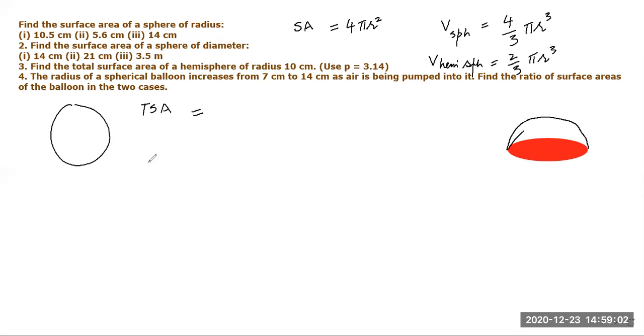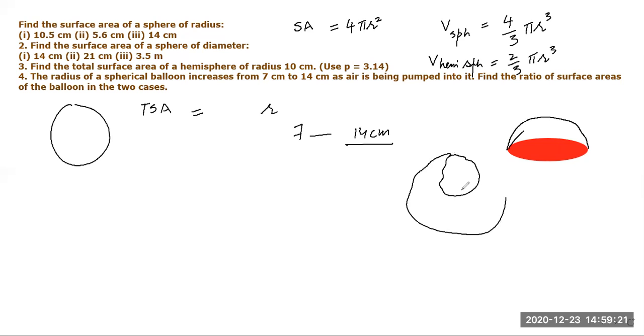It says the radius of the spherical balloon increases from 7 centimeter to 14 centimeter. Means R is increasing from 7 to 14 centimeter as air is being pumped into it. Obviously, this will be the balloon when air is less. When air will be more, the balloon will be bigger. So radius will increase. Find the ratio of surface areas of the balloon in two cases, right?